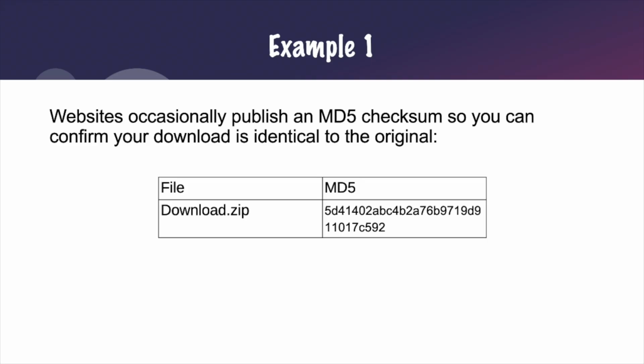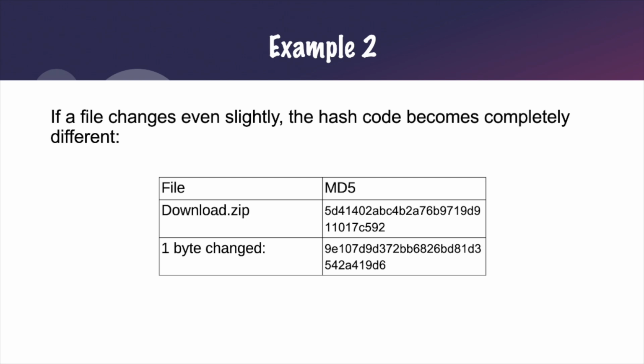Why do people use MD5 checksums? Firstly, to verify downloads. Websites often publish an MD5 checksum so you can confirm your download is identical to the original. See the example on screen. Secondly, to detect file corruption. If a file changes even slightly, the hash code becomes completely different. If your checksum hash matches, the file is intact. If it doesn't match, the file may have been corrupted or altered. See the example on screen. Even a single bit change produces a new MD5 checksum hash.